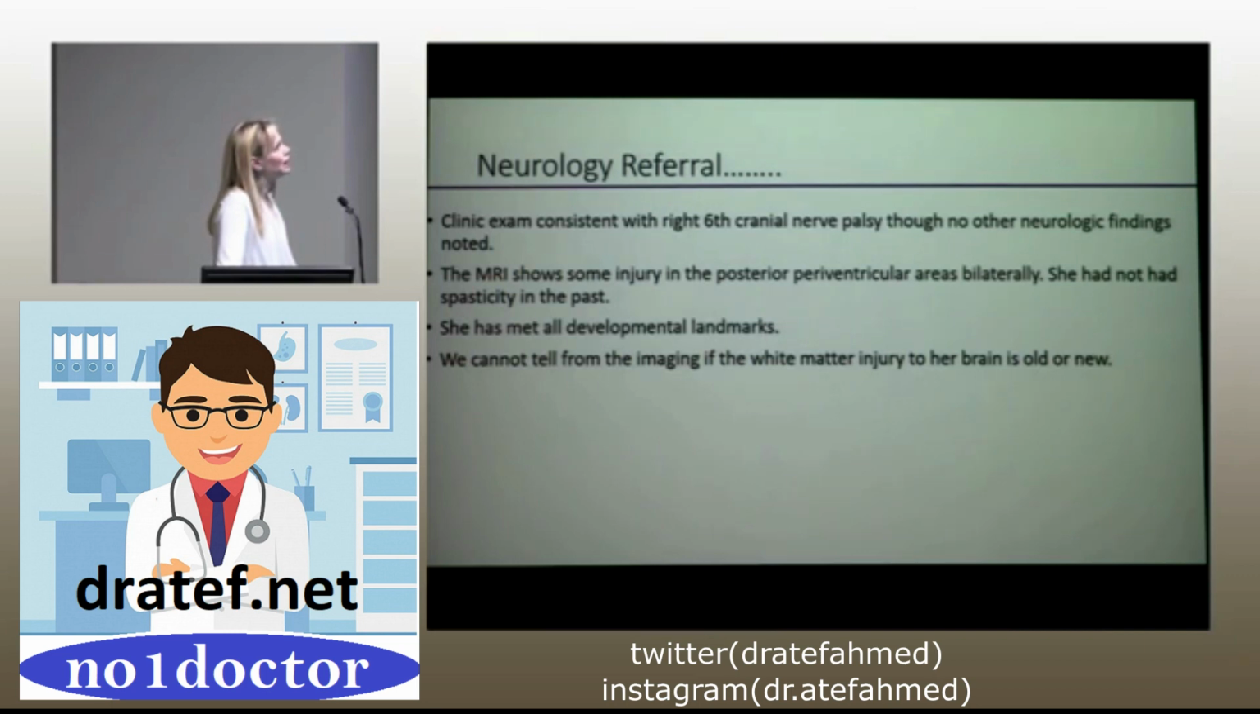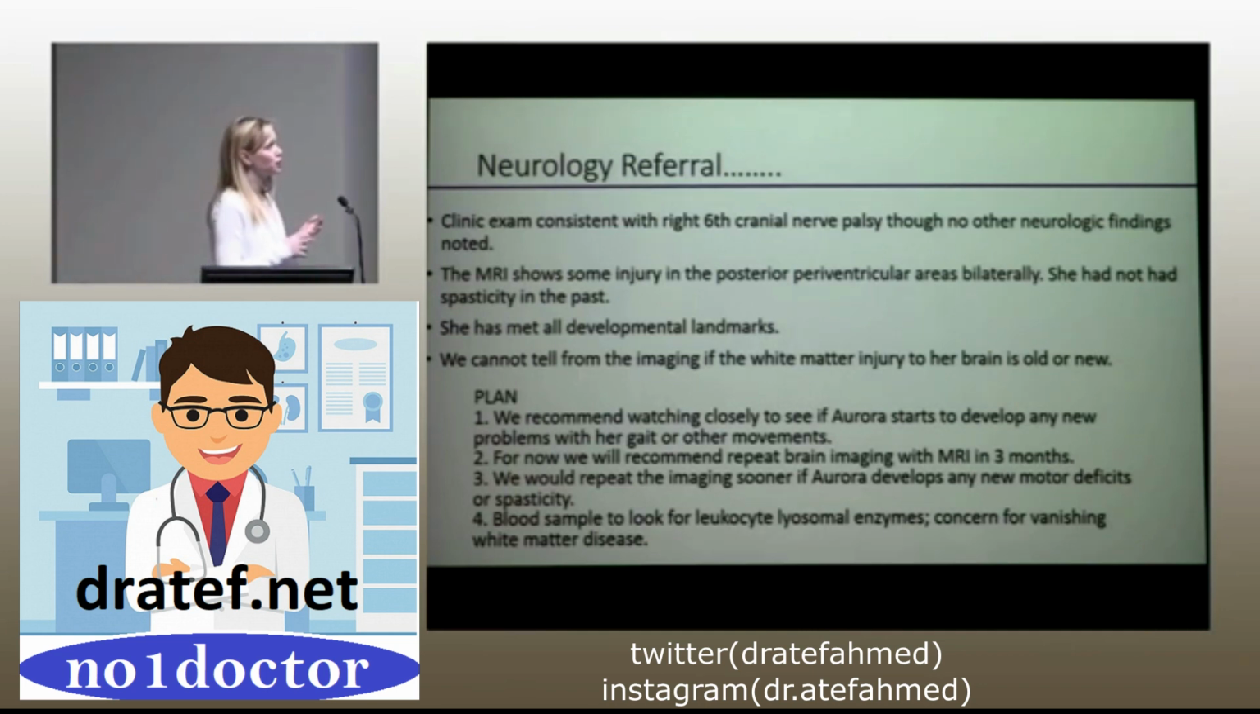So I referred them to neurology, and they did find a right 6th cranial nerve palsy, which is what prompted everything in the first place. She was maintaining her head position when she saw them in clinic, but they didn't notice any other neurologic deficits in their clinic. They were specifically looking, it sounds like, for things like spasticity that they didn't find. They felt that they were in agreement with her pediatrician and her parents, that she'd been meeting all of her developmental milestones. They really could find no clinical evidence that would coincide with her MRI findings. And they also said they can't tell if the white matter injury to her brain is old or new. So it was really kind of perplexing.